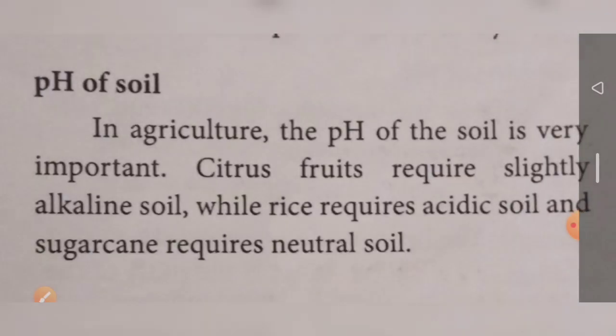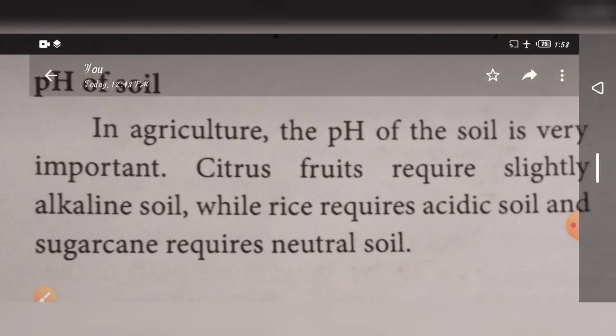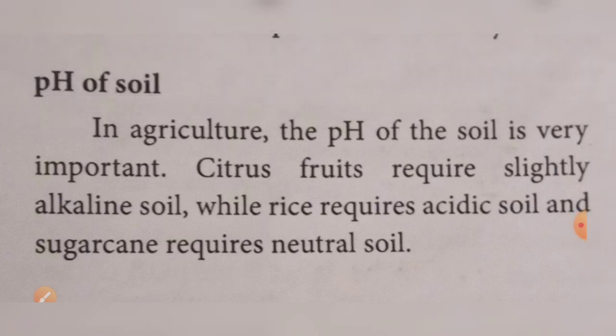Okay, next, pH of soil. In agriculture, the pH of soil is very important. Citrus fruits require slightly alkaline soil. So lemon and orange are grown very well only if the soil is alkaline. While rice requires acidic soil, the rice will give a very good yield in acidic soil. Sugar cane, you know very well, requires neutral soil. If the soil is neutral, sugar cane will grow very well.